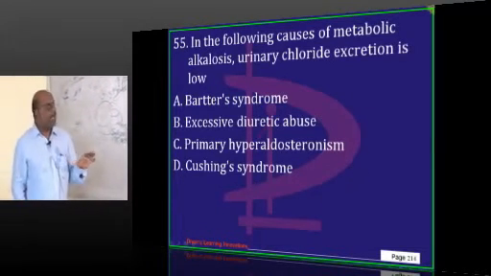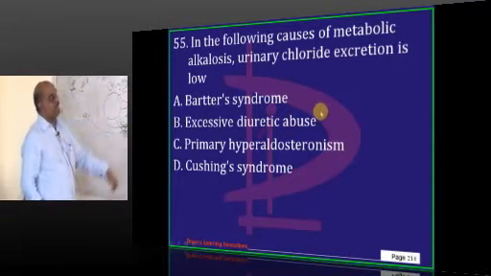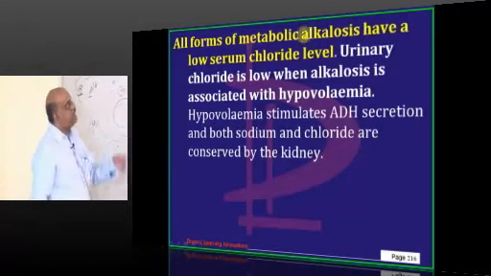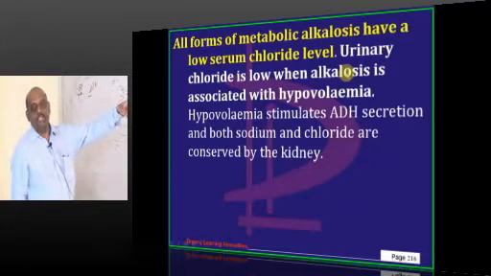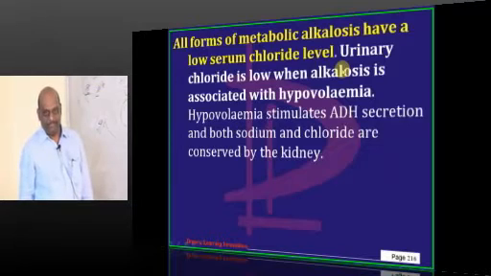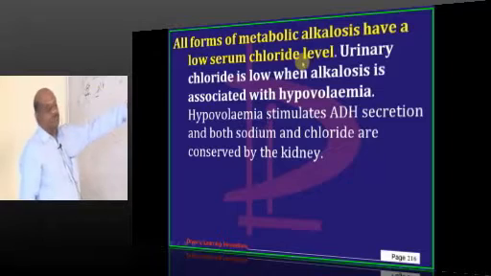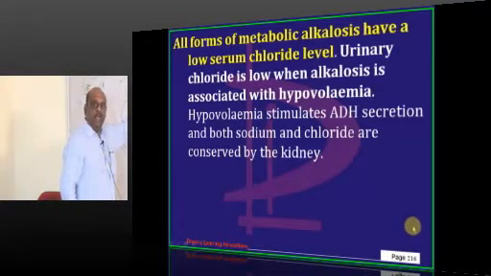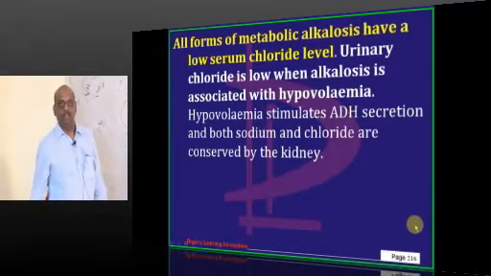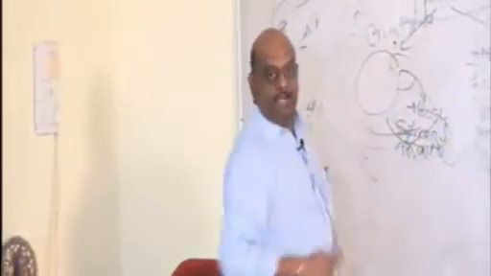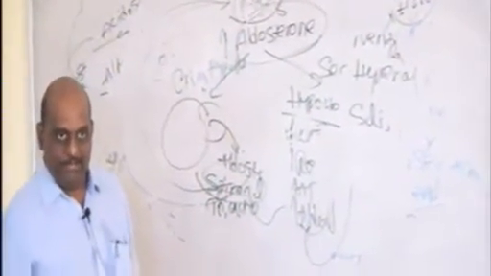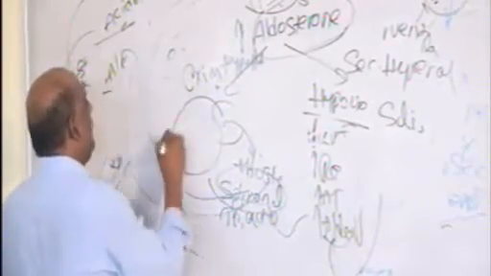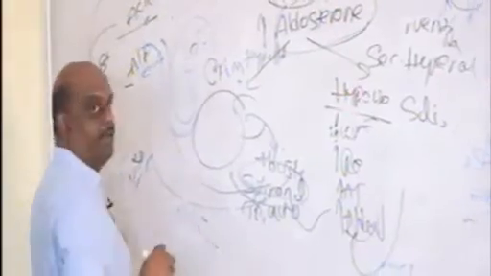Now, whenever metabolic alkalosis is there, what happens to the urinary chloride excretion? Generally, all forms of metabolic alkalosis will have a low serum chloride level. Urinary chloride will be low in only one scenario, whenever the alkalosis is because of hypovolemia. How will you remember this, and why is it like that? See, there is a metabolic alkalosis. All forms of metabolic alkalosis cause low serum chloride. Why should they cause it? Very simple. In all states of metabolic alkalosis, what is fundamentally happening? The renal proximal tubule is reabsorbing more amount of what?